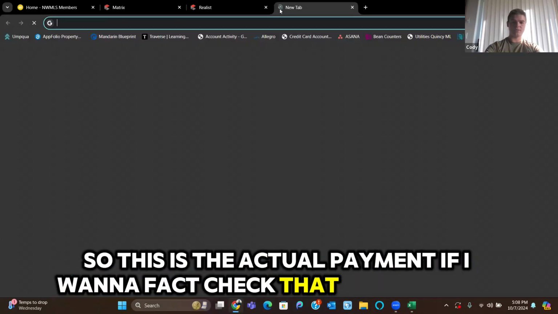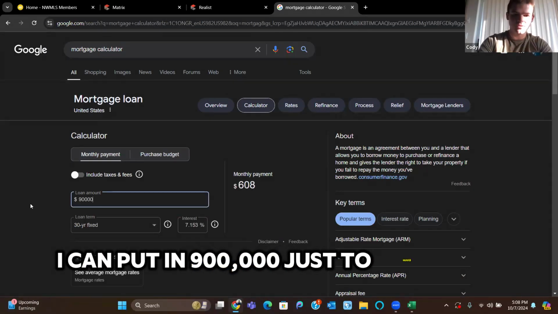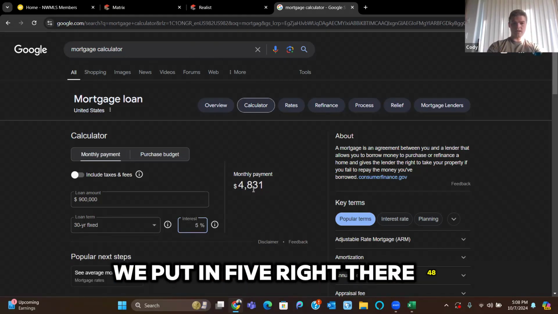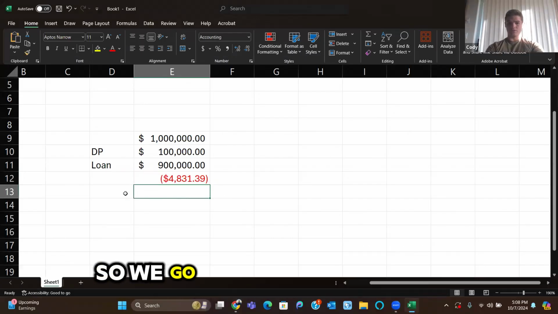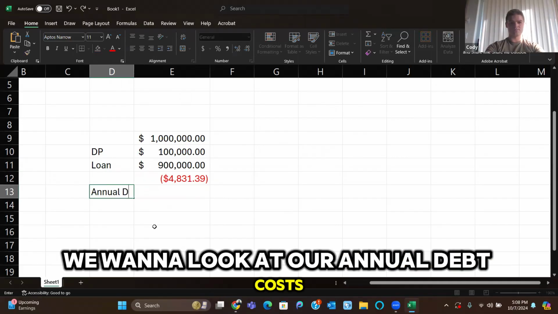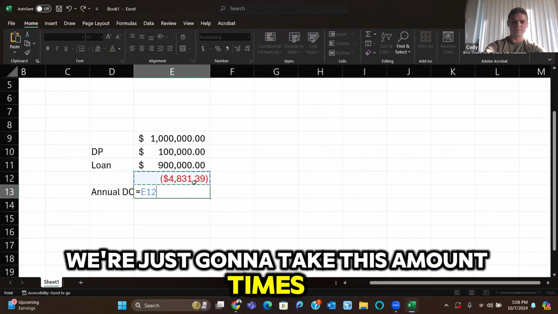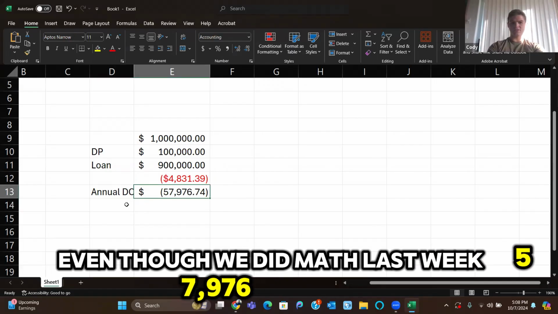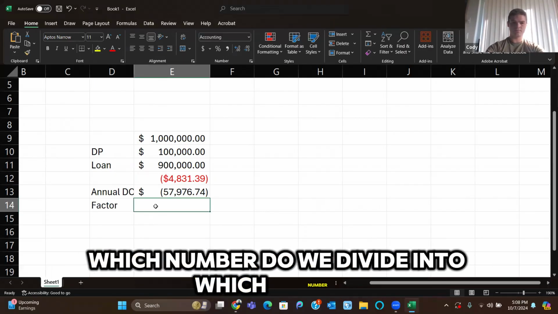If I want to fact check that really quick, I could go to a mortgage calc. I could put in 900,000 just to make sure that we're not being lied to. And we could put in 5%. 4831 is your amortized payment, and that's what comes up here. So if we go back to the equation, we want to look at our annual debt costs. We're just going to take this amount times 12. This is just a quick math lesson, even though we did math last week. $57,976. If we want to figure out our factor rate, which number do we divide into which number?